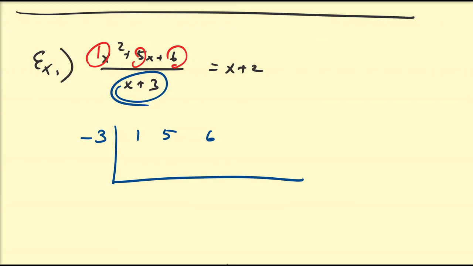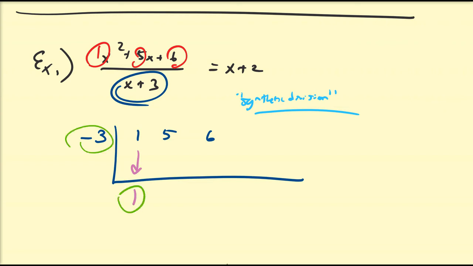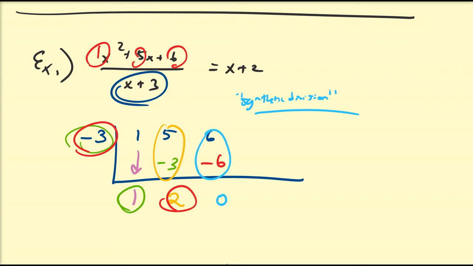This is called synthetic division. So we begin by bringing the 1 down, so 1 comes down, and then we're going to multiply negative 3 and 1, that's going to give us negative 3. We're then going to add everything in this column, so 5 plus negative 3 is going to be equal to 2. And then we're going to multiply together negative 3 and 2, that is going to give us minus 6. Then we're going to add everything in this column, and that's going to give us 0.